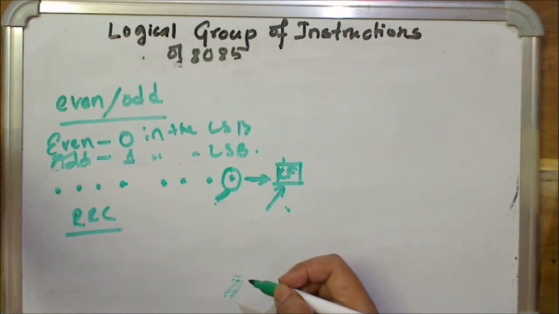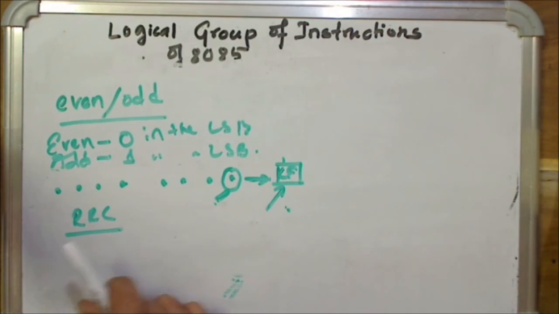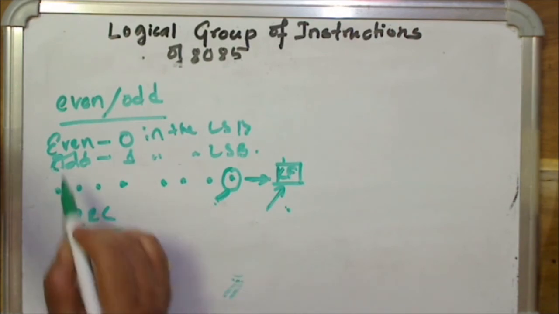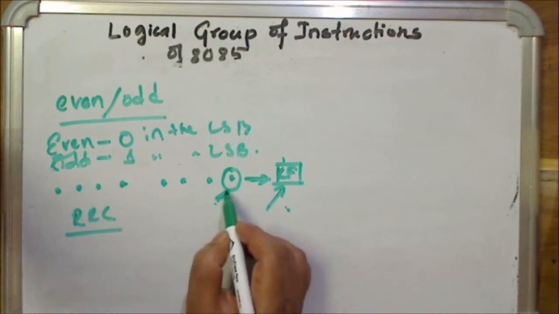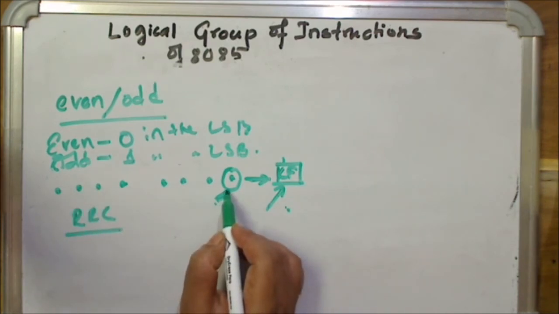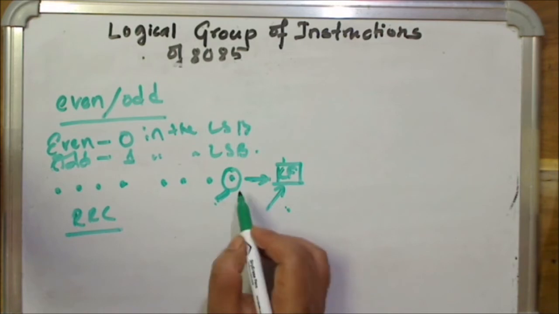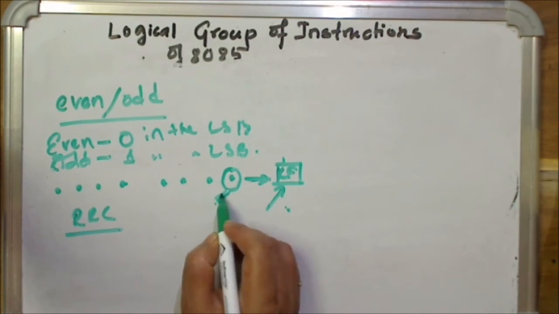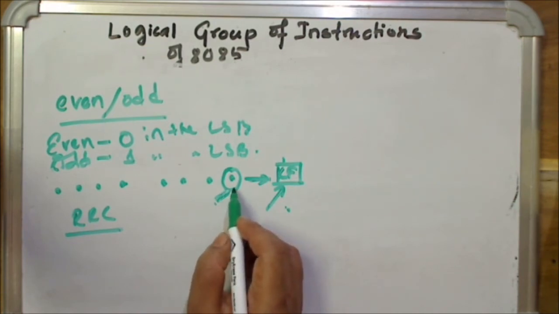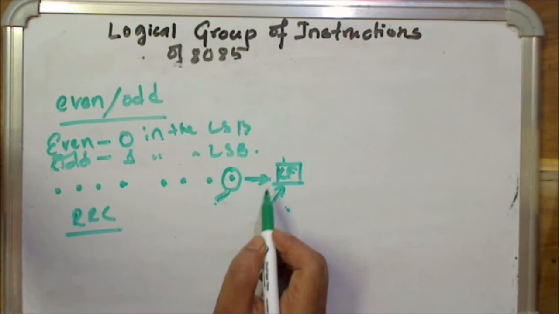I hope you understood. Should I repeat? I am repeating again. Suppose you have got an 8-bit number. To check whether the number is odd or even, the even numbers have 0 in the LSB and the odd numbers have 1 in the LSB. So simply by checking the LSB, you can check whether the number is odd or even.